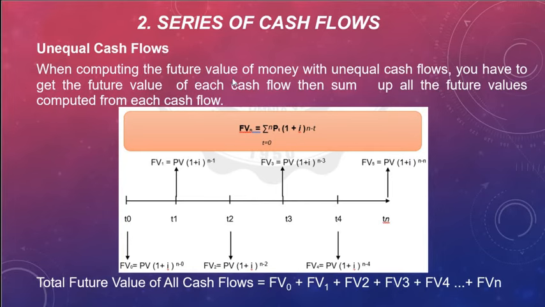So when computing the future value of money with unequal cash flows, you have to get the future value of each cash flow, then sum up all the future values computed from each cash flow. So actually this is the formula: the future value of n is equivalent to the summation of the present value, or the principal, times 1 plus i raised to the power of n minus t.